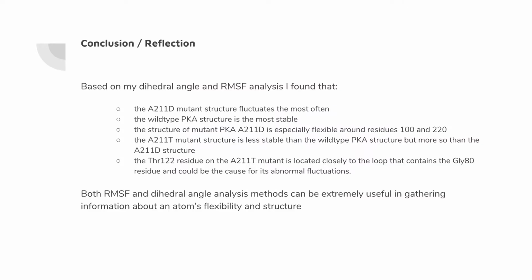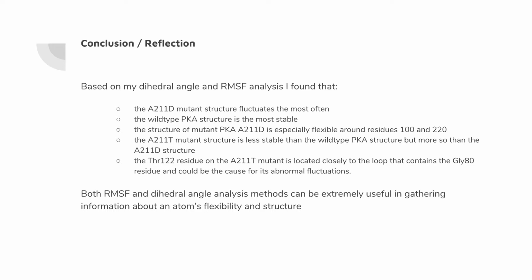After performing my dihedral angle and RMSF analysis, I concluded that the A211D mutant PKA is the most flexible, specifically in the regions around residues glutamic acid 100 and tryptophan 220, which is demonstrated through my RMSF and dihedral angle plots. The A211T mutant PKA structure was less stable than the wild type, but more so than the A211D, which was discovered from my RMSF plot.